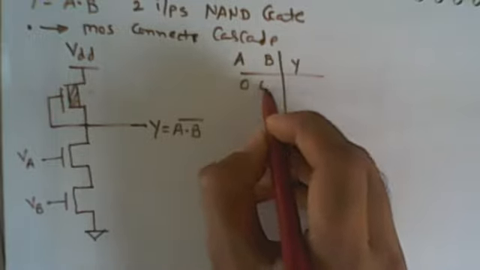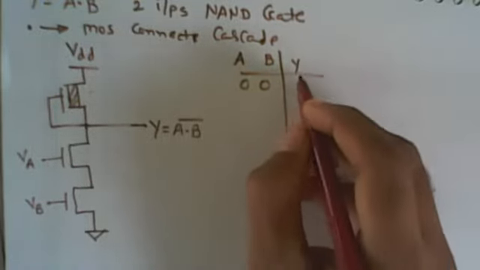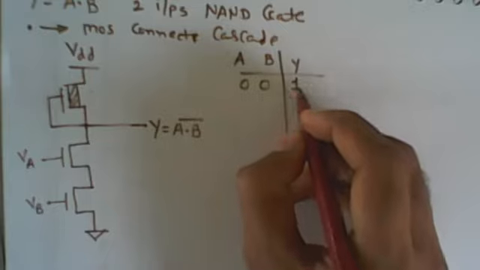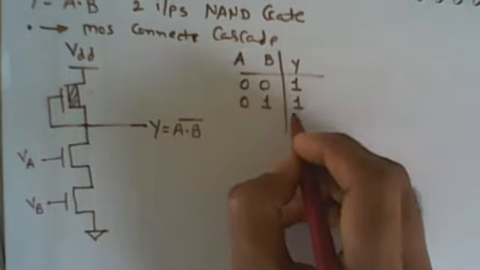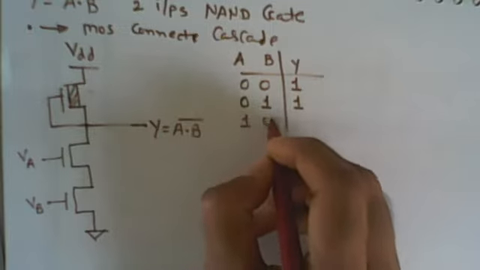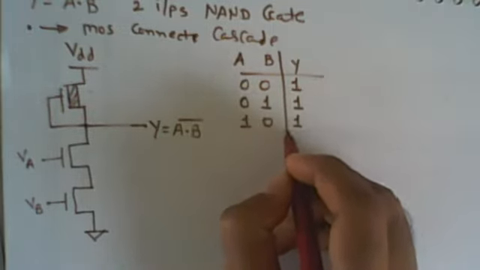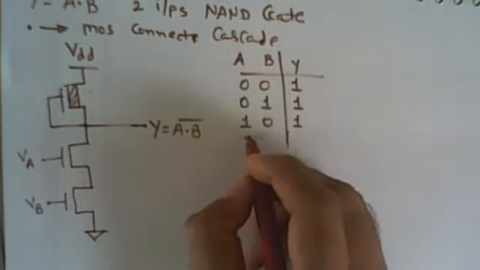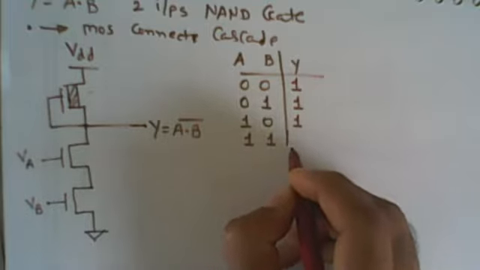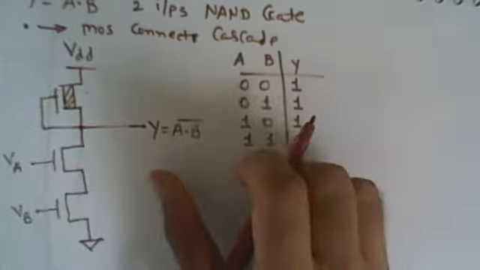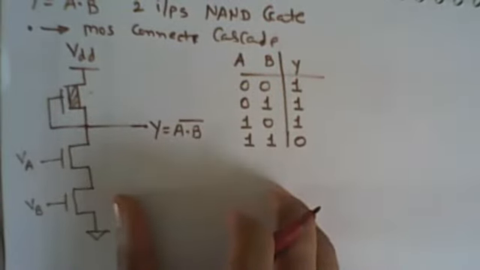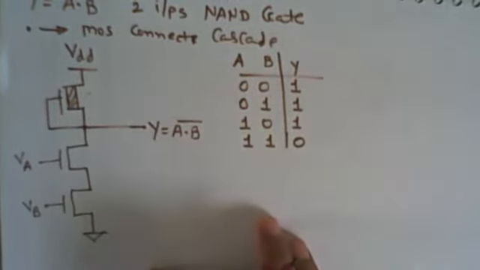When both the inputs are 0 0, the AND output is 0, inverted it is 1. For 0 1 the output is again 1, and for 1 0 the output is also 1. For the last combination, when both the inputs are 1 1, we get output equal to 0. So in three combinations we get output as logic 1, and in one combination we get output equal to logic 0.